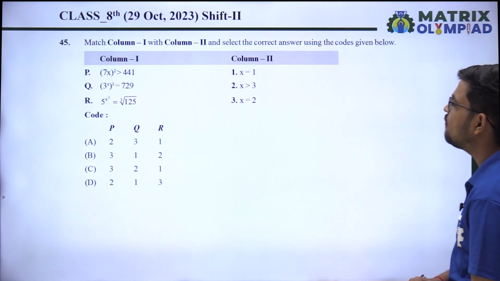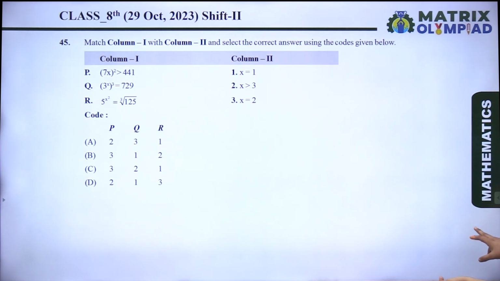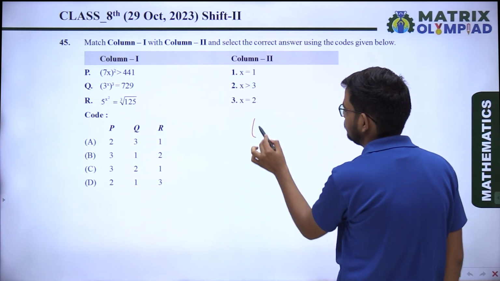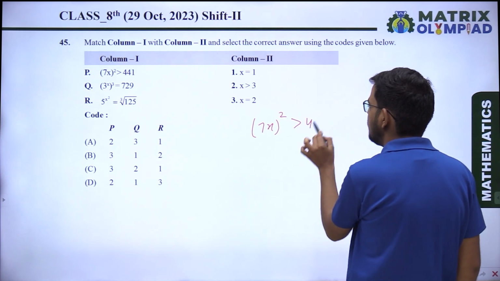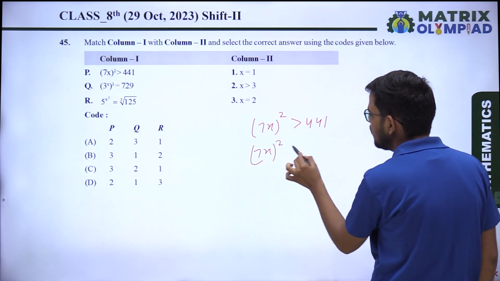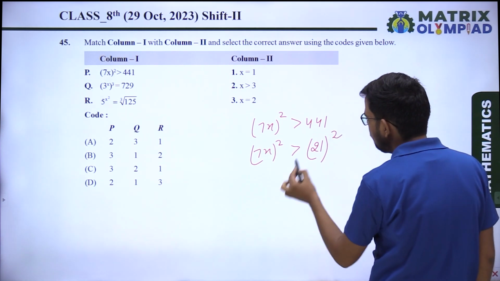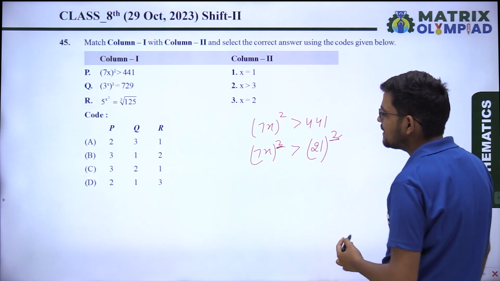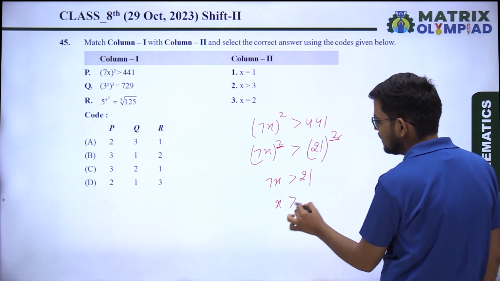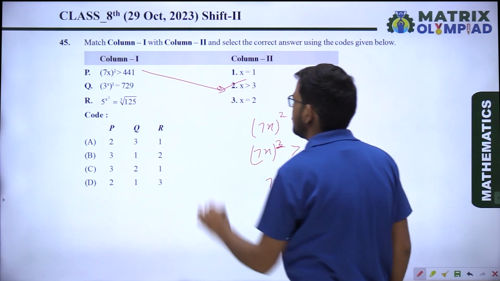Next question, match column first with column second and select the correct answer using the codes given below. Okay, first one is (7x)^2 is greater than 441. So 441 can be written as 21 squared. If powers are same, we can compare the bases also. So it means x is greater than 3. So P's answer is option second.